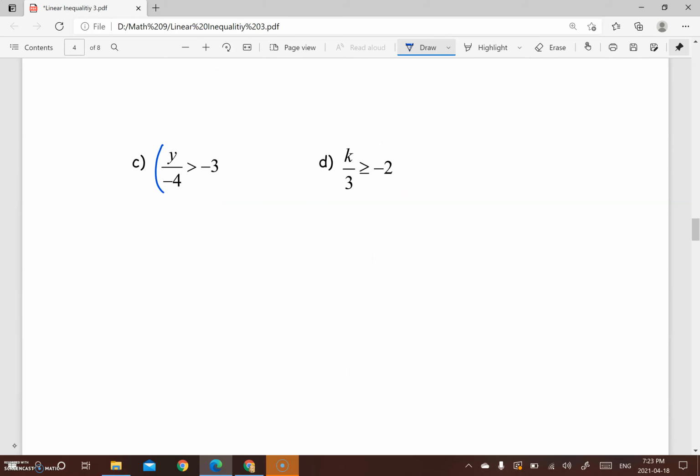To get y alone, I'll multiply by negative 4. What I do to one side, I do to the other, and I must remember to flip that sign because I multiplied by a negative. In D, I'm multiplying by a positive value. I don't have to worry about flipping that sign. It stays the same.